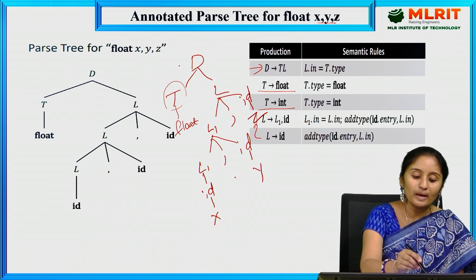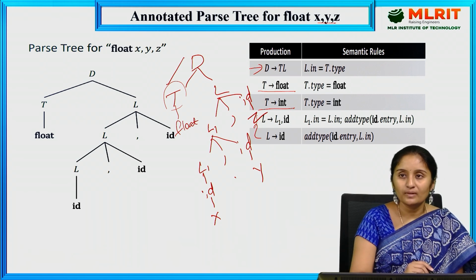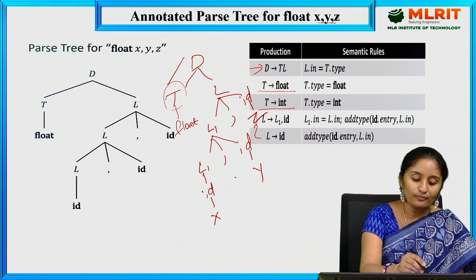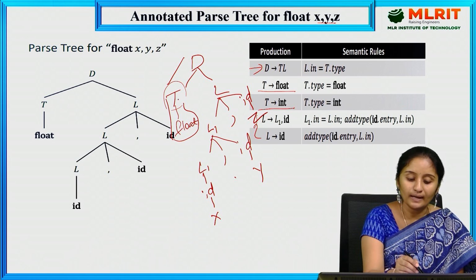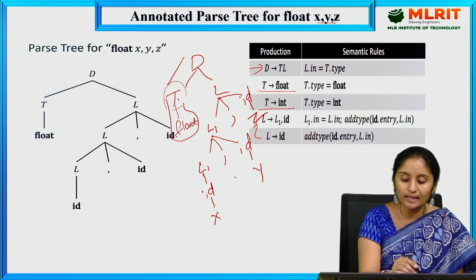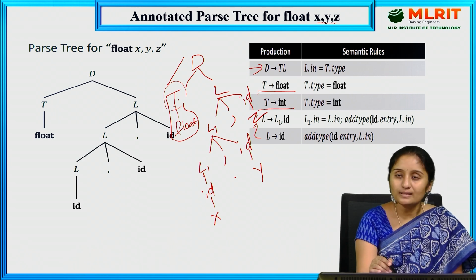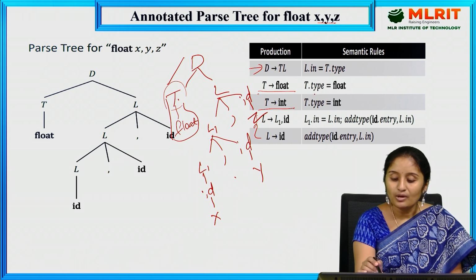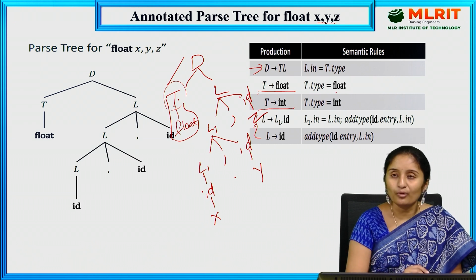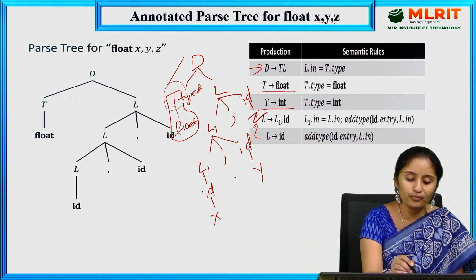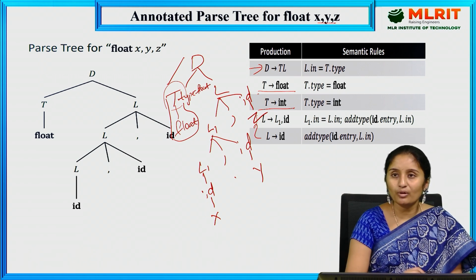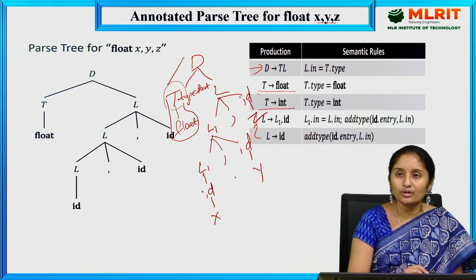The annotated parse tree is done from top to bottom. From D to L, there is no reduction. It comes here, float. Then it goes with backtracking to T. So what I am having here is T produces float. What is the semantic rule? T dot type is equal to float. So it is reduced: T dot type is equal to float.